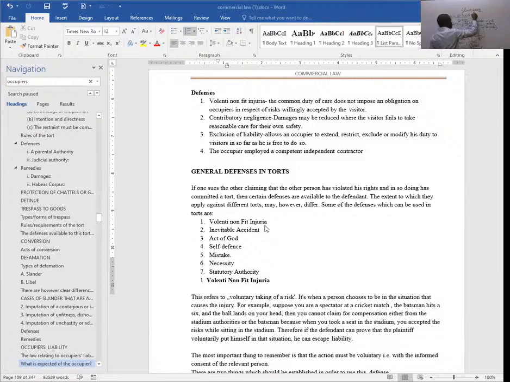So this is the rule in Rylands versus Fletcher, if you can remember. We looked at the key essential elements under strict liability. And of course, one of the major forms of defense we looked at is act of God. So that is also a general defense in tort.